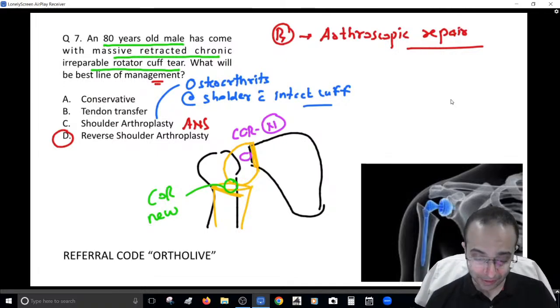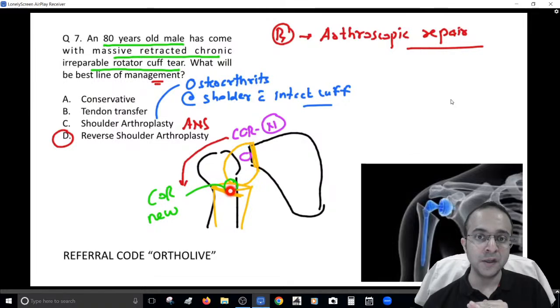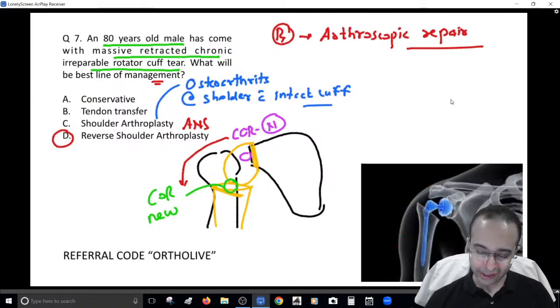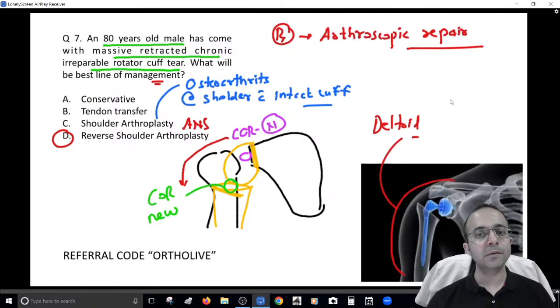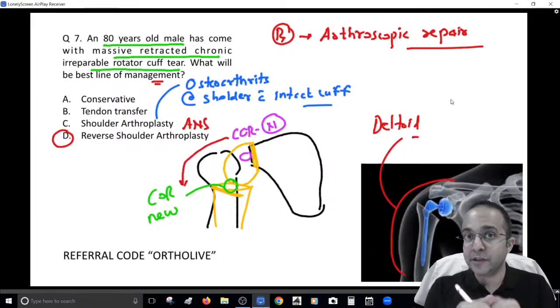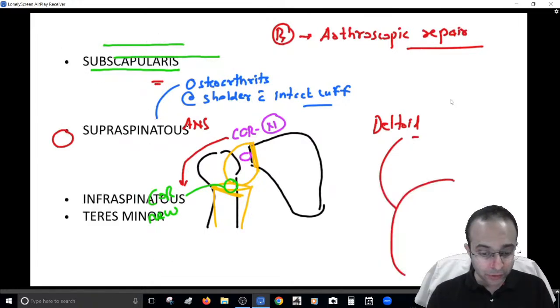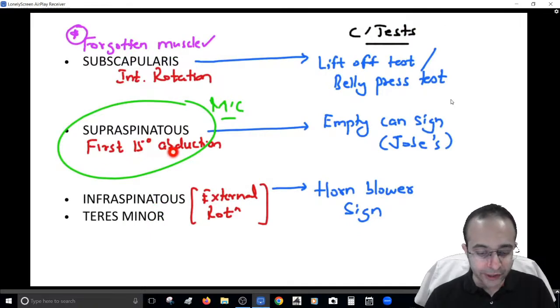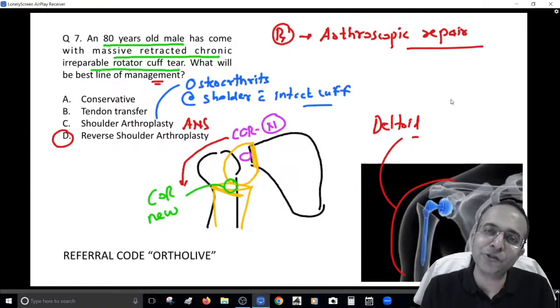So I hope you can very well pick up that the center of rotation has been moved down and out. It's been moved a little out and down. Now you have a muscle going on top of the shoulder like this. This is that muscle that you call deltoid. Now when you move the center of rotation down, this deltoid is stretched. A muscle that is stretched becomes more powerful. And as the deltoid becomes more powerful, this first 15 degrees of abduction can also now be taken care of by deltoid. And the rest of the abduction is already taken care of by deltoid.